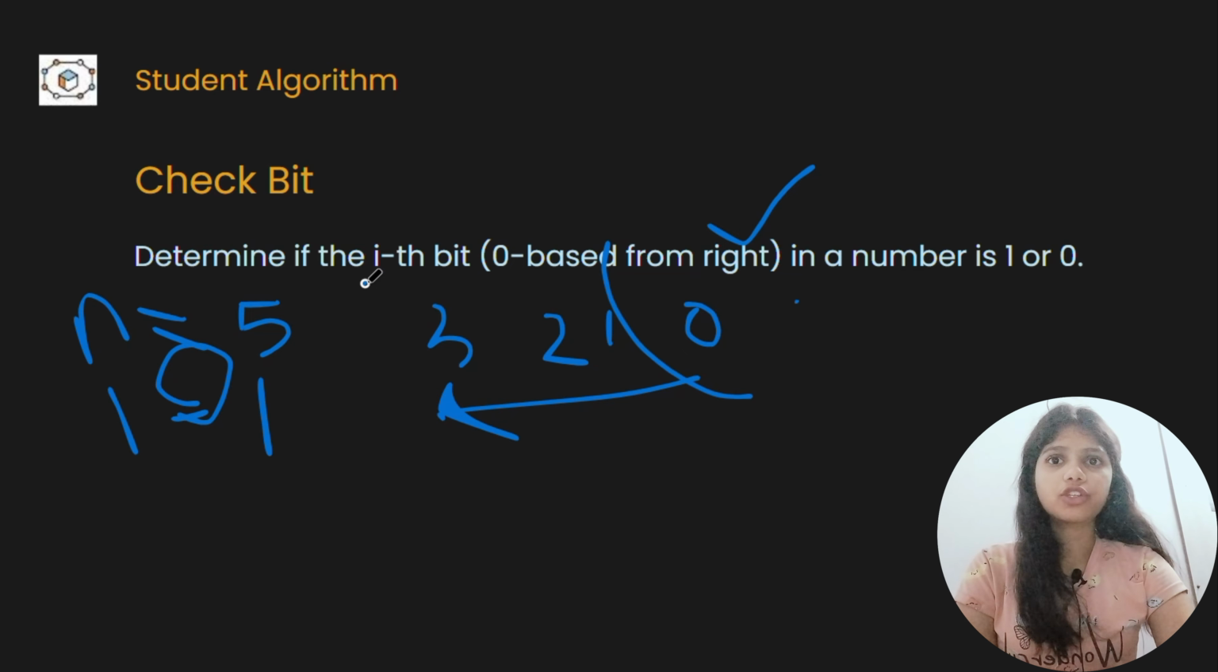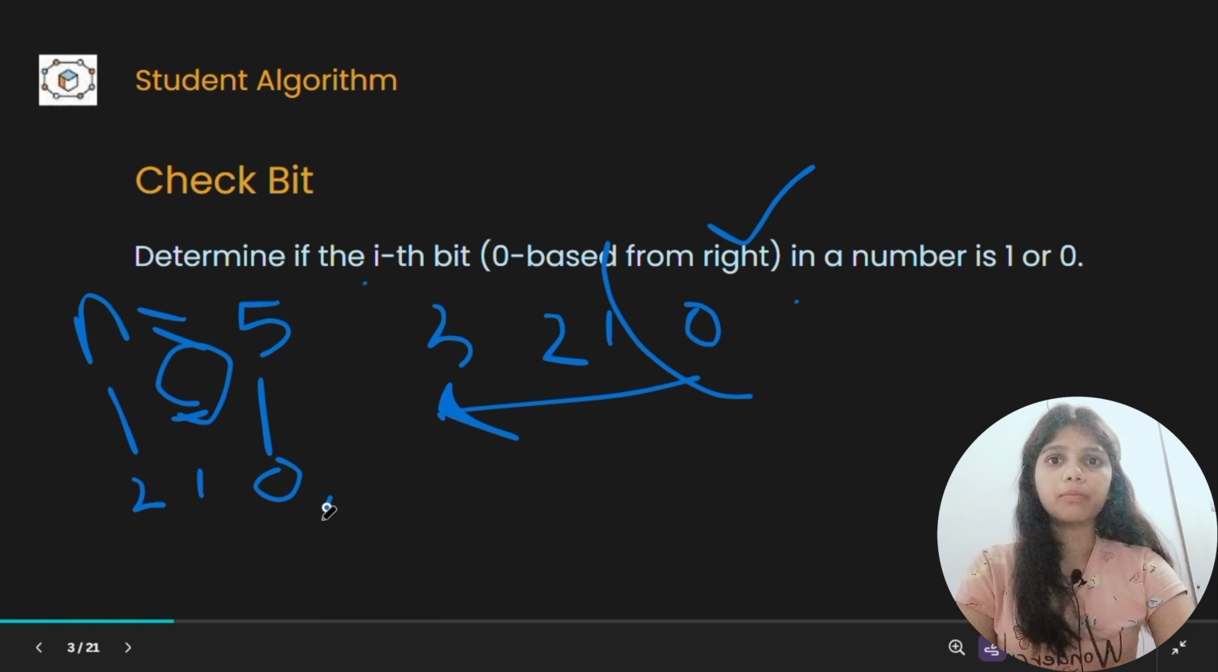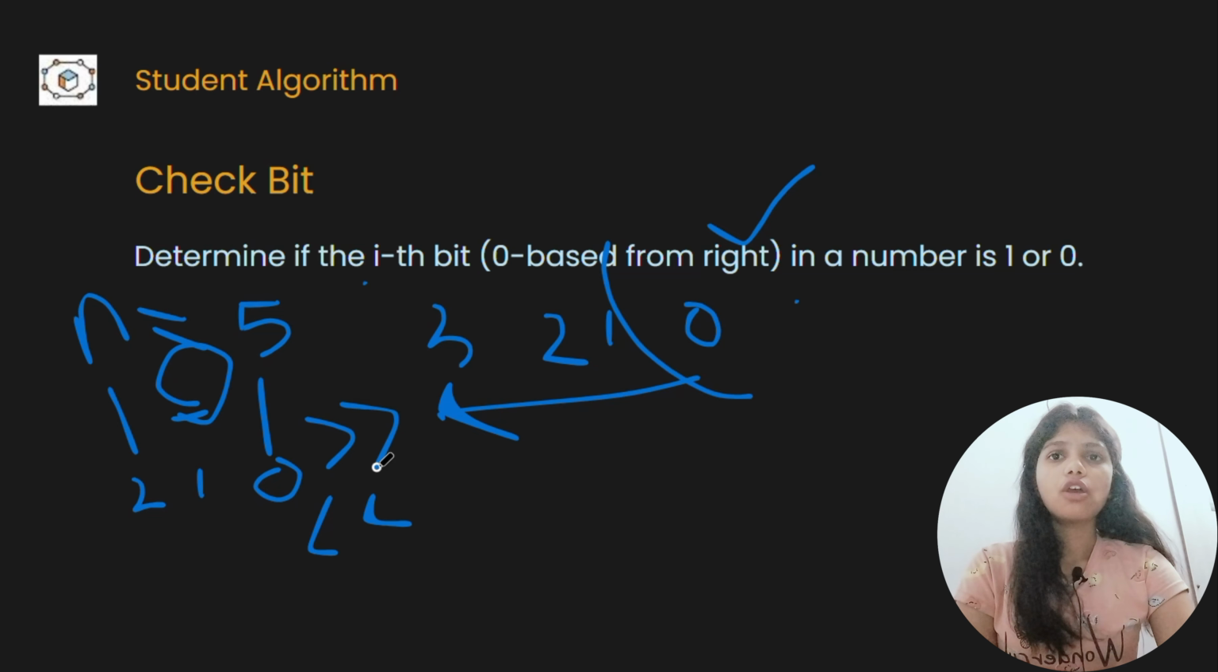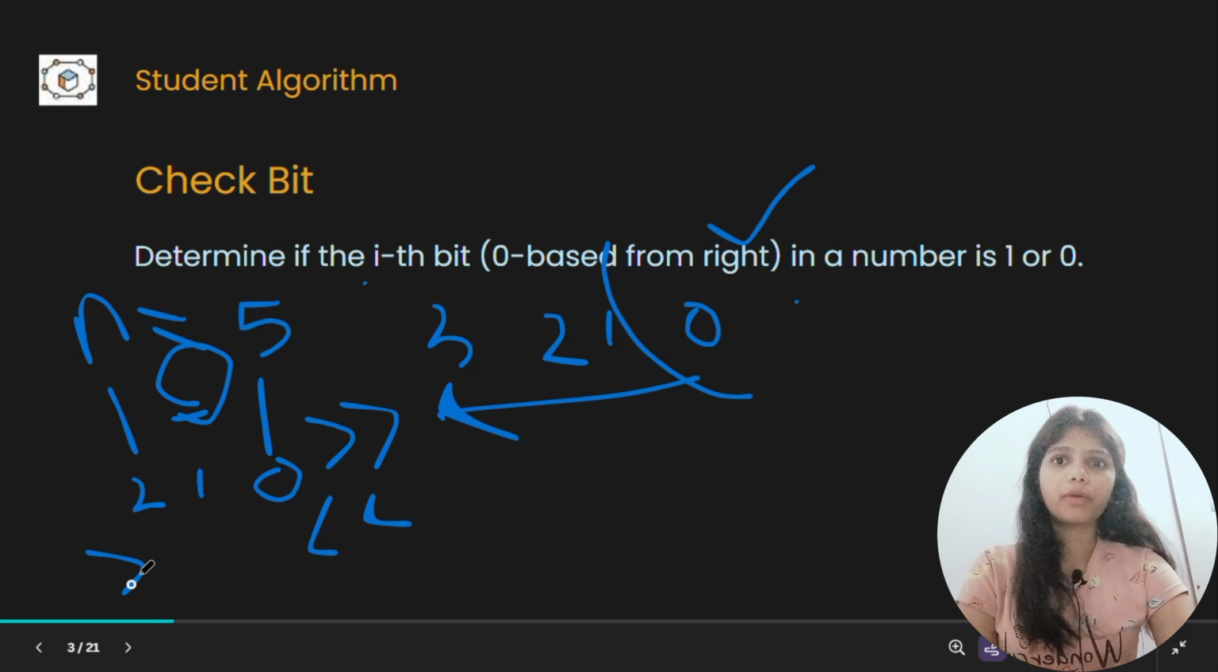They didn't mention it should be from 0 or 1. So to travel from left to right, we need to use some shift operators, either left shift or right shift. For traversing we are using one operator, that is very clear. We need to operate from left or we need to operate from right. So this is all about check bit.